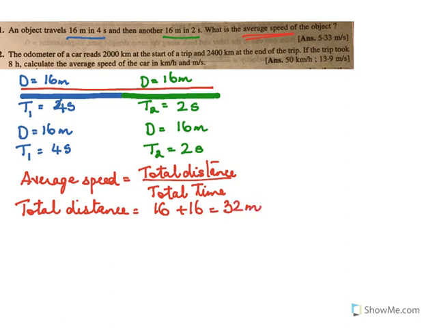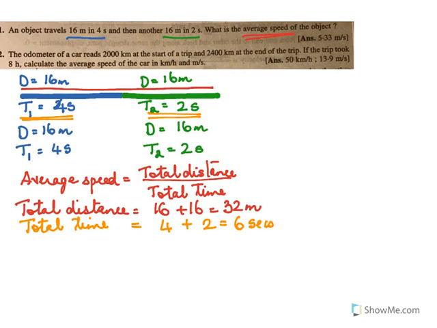And what will be the total time? It will be 4 seconds plus the 2 seconds. So 4 plus 2, 6 seconds. So the total time will be 4 seconds for the first and 2 seconds for the second. So that is 6 seconds.